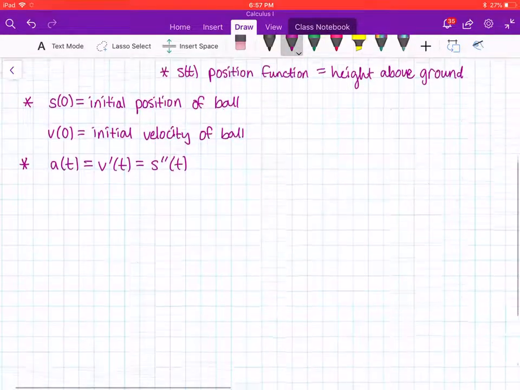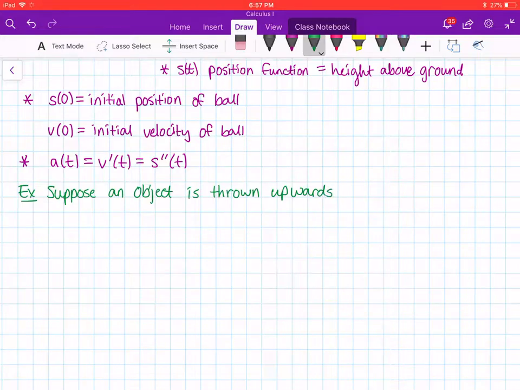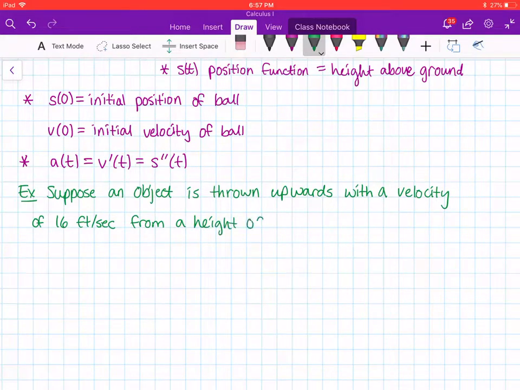Okay, very nice. So for our first example, we're going to suppose an object is thrown upwards with a velocity of 16 feet per second, from a height of 32 feet above ground level. Number 1, find the velocity.